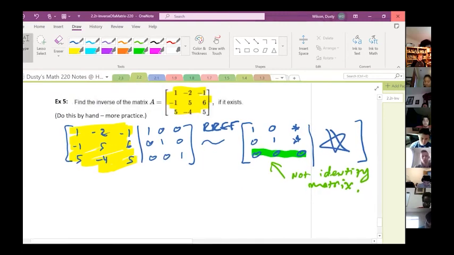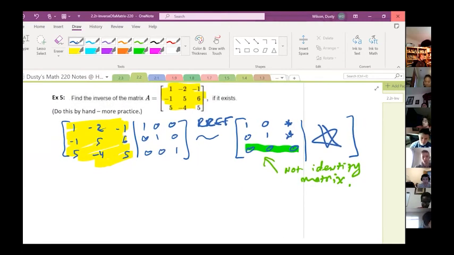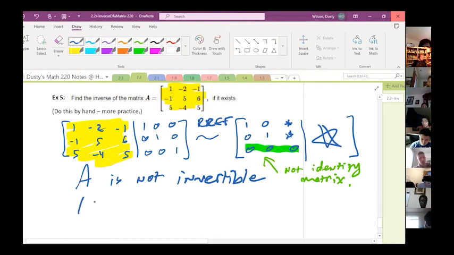So what do we conclude from all this? No inverse. So we'd say A is not invertible. Or you might say that A is singular.